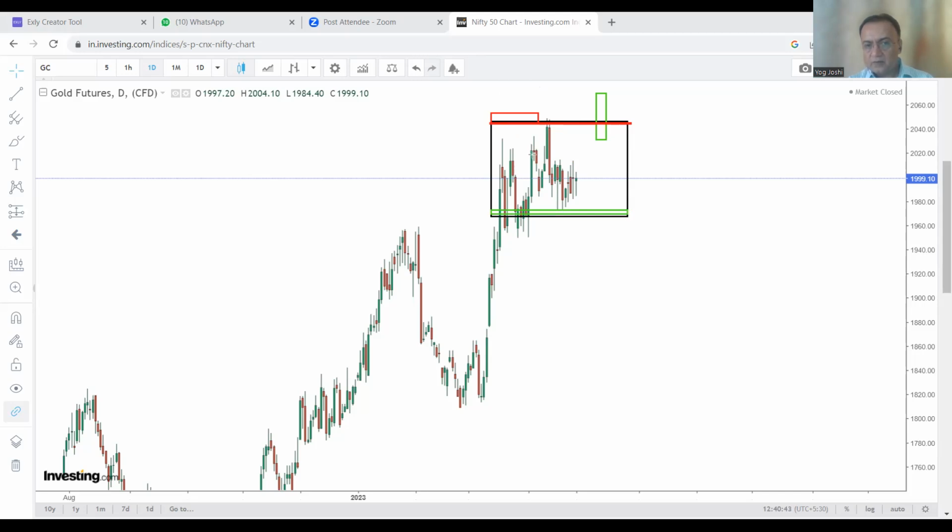So if the gold breaks the resistance, we will see upward momentum in the gold. And if gold breaks the support, the demand zone, we will see a fall in the gold. So currently, what is the direction of the gold? Currently, gold is exactly in sideways. Clear cut, gold is in sideways.